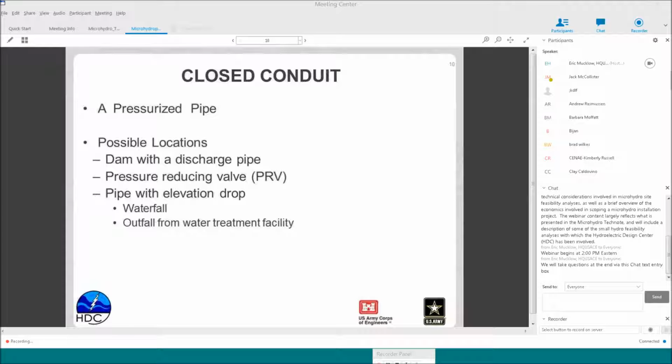Some gravity-fed pipelines or pipe systems may include a pressure-reducing valve, and in this case it would be a great opportunity to apply microhydro, as that pressure-reducing valve could be removed and replaced with a microhydro turbine that captures that energy instead of it just being dissipated by the valve. If you're considering an open stream that has an elevation change, you might introduce a microhydro system to that stream, assuming you have the ability to reroute some of that stream's flow into a pipe to take advantage of the elevation change.